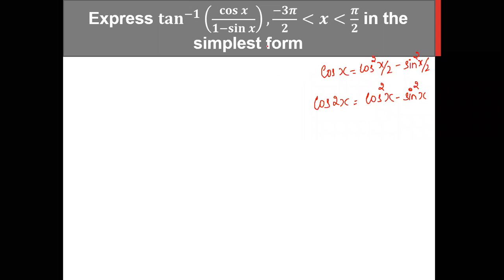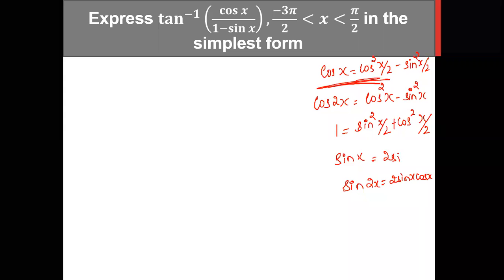And in the denominator, I have 1. So 1 can be replaced by sine square x by 2 plus cos square x by 2, because we know that sine square theta plus cos square theta is 1. Use this and try to simplify the problem. For sine x you use the sine 2x formula, that is 2 sine x cos x. So here it becomes 2 sine x by 2 into cos x by 2.